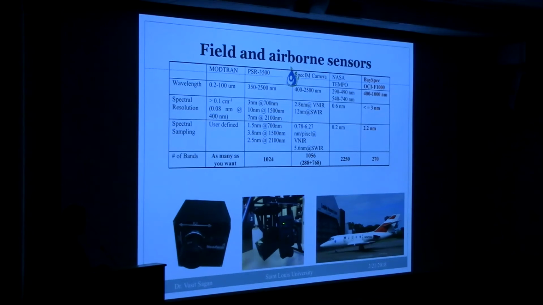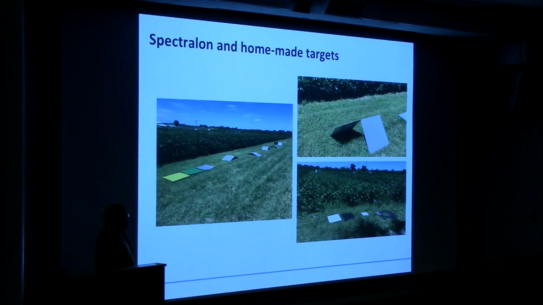So we integrate cameras as well. This is 3 cameras: a hyperspectral, an RGB, a multispectral, and then a thermal camera. And then we flew NASA's aircraft there in Missouri. So those are the types of sensors we have utilized for this data set. And of course, calibration is a big thing, no need to mention. There are spectral targets, and also homemade targets. We plant panels in different colors and measure those reflectances in the field on that day.